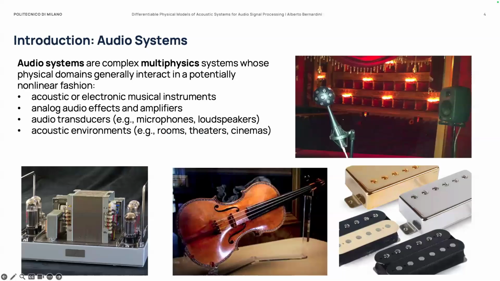So what do we mean by acoustic or audio systems? In this case, we are referring to multi-physics systems, whose physical domains generally interact in a potentially non-linear fashion. So you have multiple objects that might interact. You can refer to musical instruments, which might be acoustic or electronic instruments, or analog audio effects or amplifiers, audio transducers like microphones, loudspeakers, or also acoustic environments.